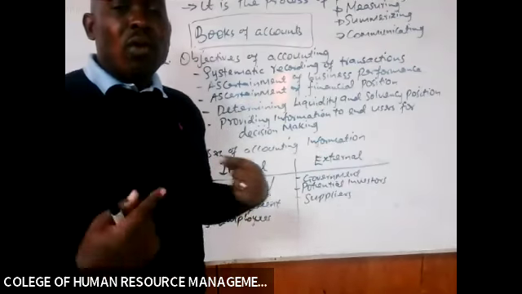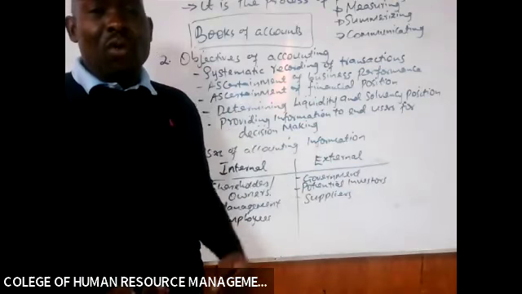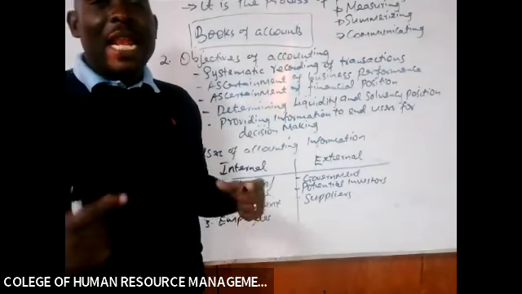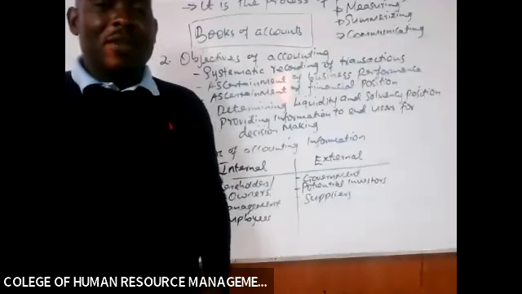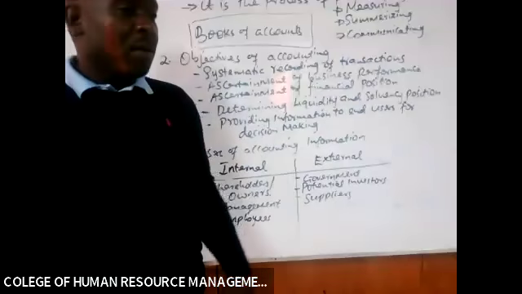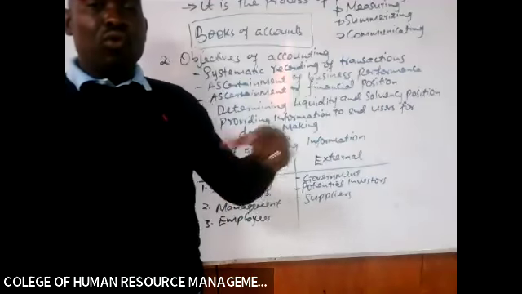But when they read the books of accounts and they find that you are struggling, you are making losses, the current assets are less compared to the current liabilities, then the suppliers will deny you credit purchases or credit sale of goods to your business.